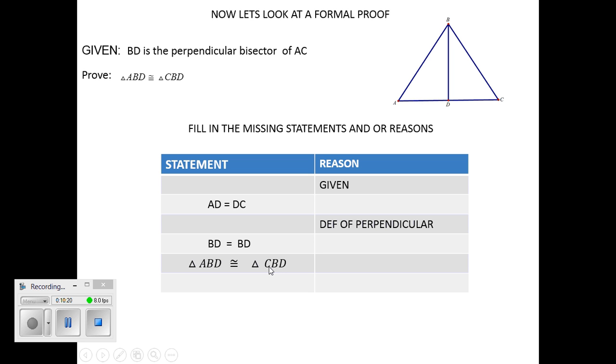And finally, we can draw the conclusion that the triangles are congruent on what basis? We have the shared side, we have the angle down here, which is a right angle at D on left and right side, and then we have the segments AD and DC equal. To me, that looks like side, angle, side. So that's it, and we'll do more of this tomorrow in class.